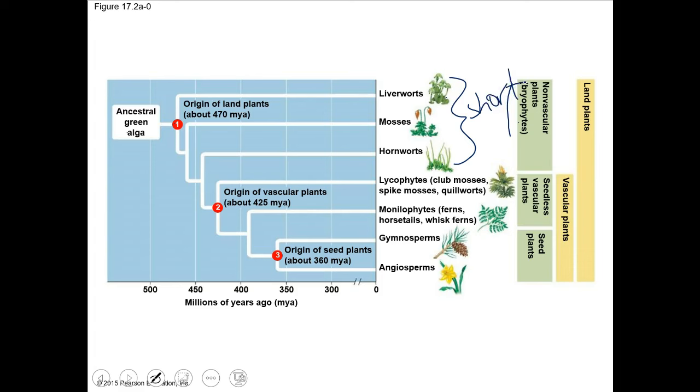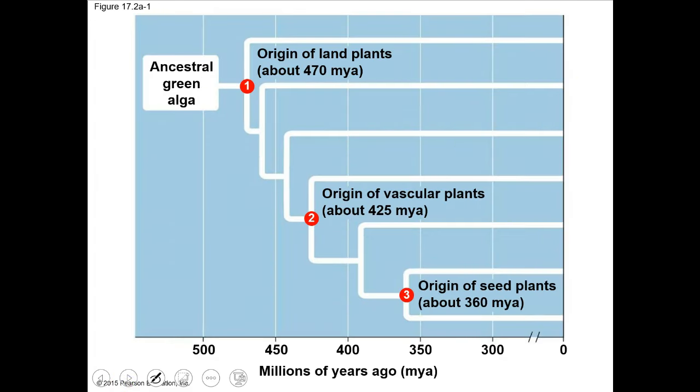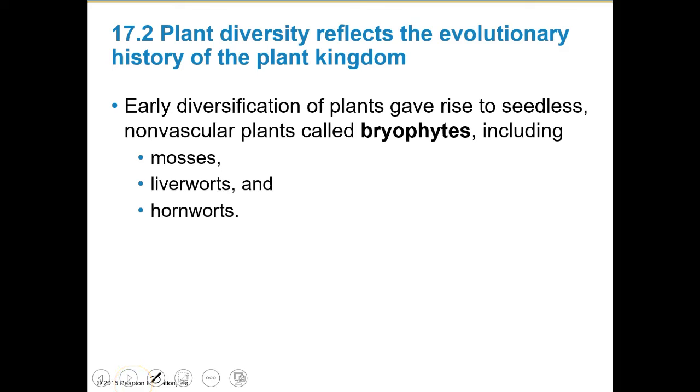Then a little bit later on, we start to get some vascular tissue, and we'll get some club mosses, we'll get some ferns and things, and those are all really cool. And then later on, closer to now, we'll get gymnosperms and angiosperms, which both produce seeds, but then this one will produce its flowers. So that's how you can see the phylogenetic tree at work there. One more time: early diversification of plants gave rise to seedless, non-vascular plants, also known as bryophytes. You'll need to know that one.